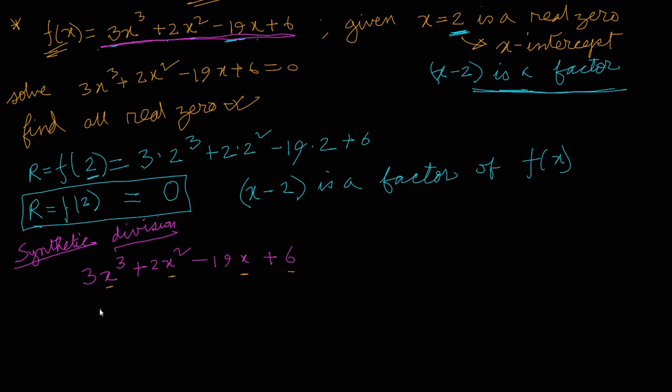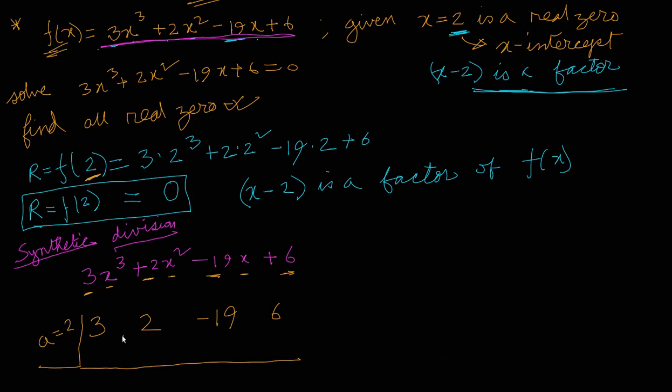Then to set up the problem, I'm going to write down only the coefficients. I'll write 3, then 2, then negative 19, and then 6. Then I'm going to make a box here and write a in it. So what is my a here? 2. So my a equals 2, and then I'm going to draw a horizontal line.